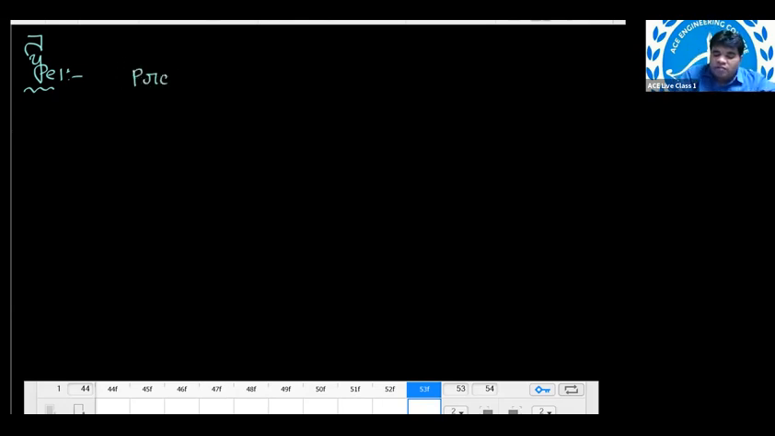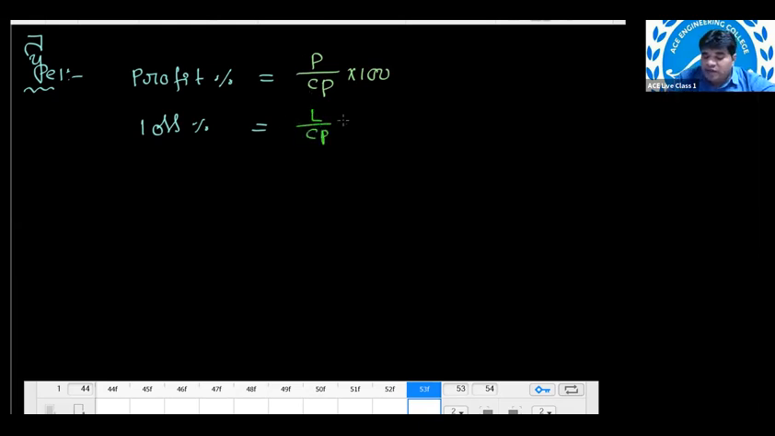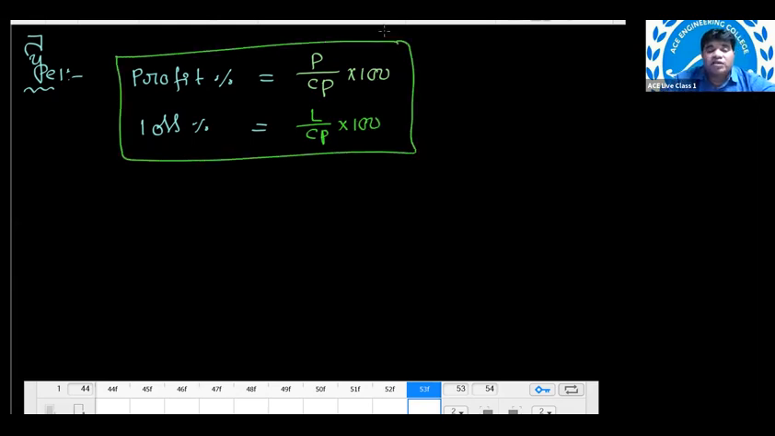So type 1: the first 2 types are basics, profit percentage and loss percentage. Profit is always compared with cost price, into 100. Loss by CP into 100. Basic point: whether we are getting a profit or loss, whatever it may be, the denominator is always the cost price.